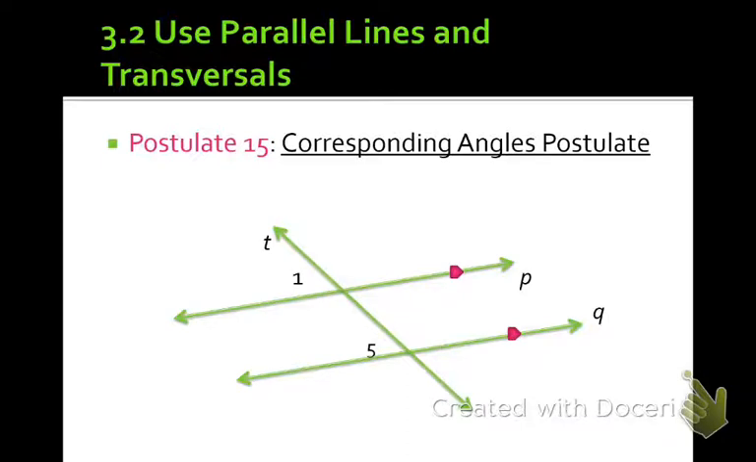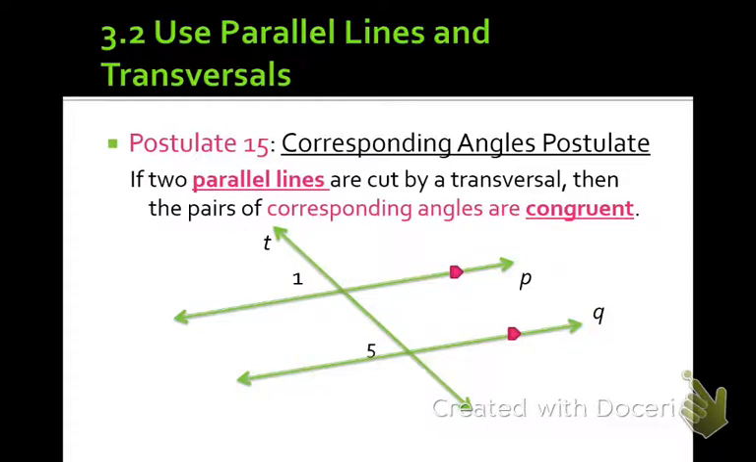Use parallel lines and transversal. That leads into the corresponding angles postulate. The corresponding angles postulate says if 2 parallel lines are cut by a transversal, then the corresponding angles are congruent. In this picture, they've got 1 and 5 labeled as corresponding angles. 1 is going to be congruent to 5.